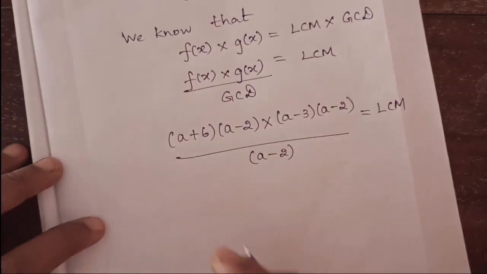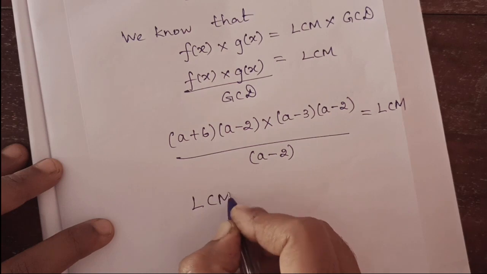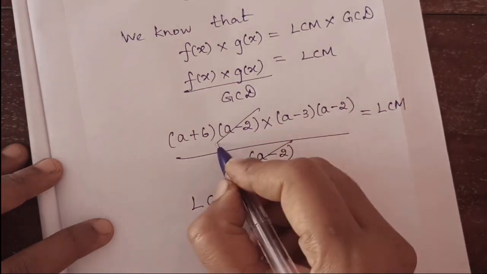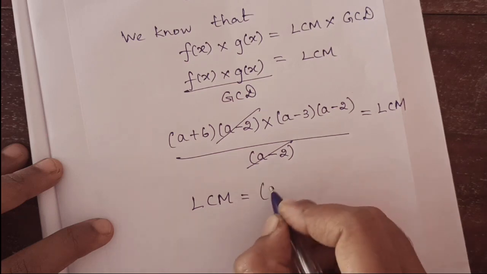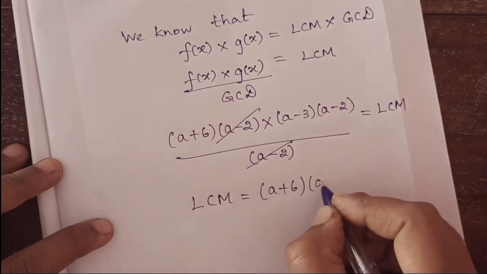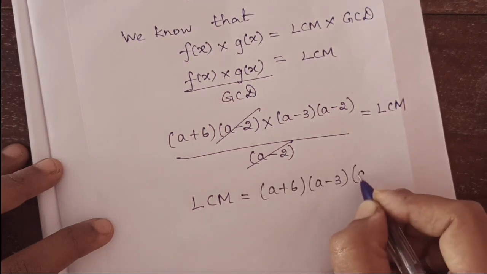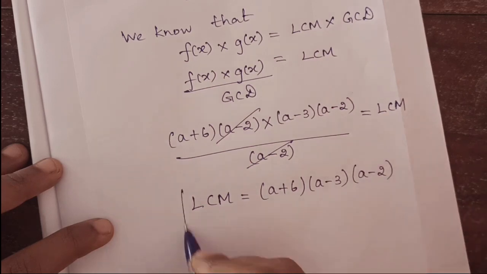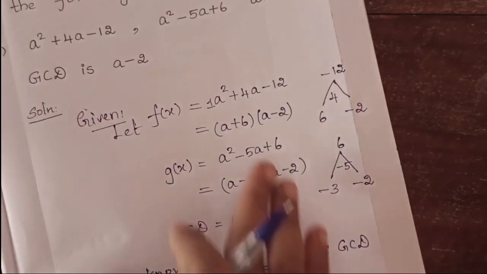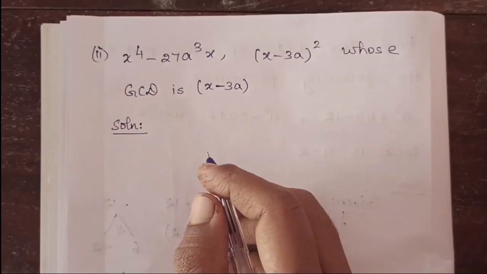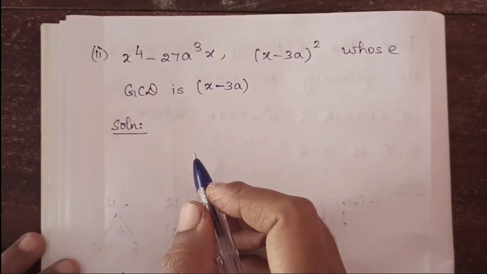Shall we cancel any term here? Is it possible to cancel? a minus 2 and a minus 2 get cancelled. And what is the required LCM? a plus 6 into a minus 3 and a minus 2. This is the required LCM for the given polynomials. We just applied the formula. Okay.